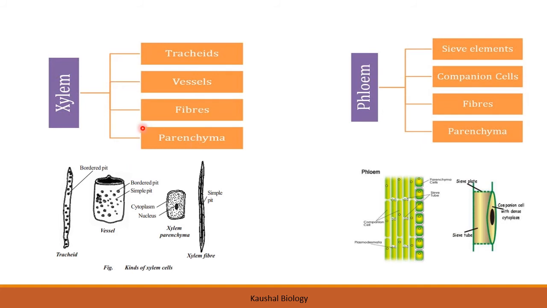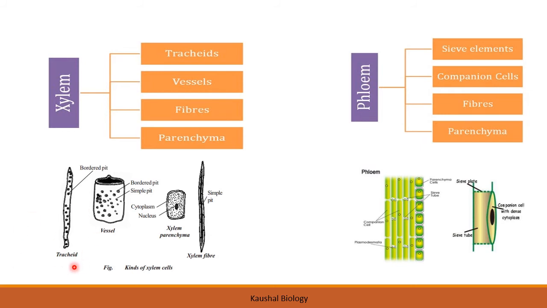Actually you can write xylem fiber, xylem parenchyma, tracheids and vessels. These are the components of xylem. This is phloem, and sieve elements, companion cells, phloem fiber and phloem parenchyma are the components of the phloem.